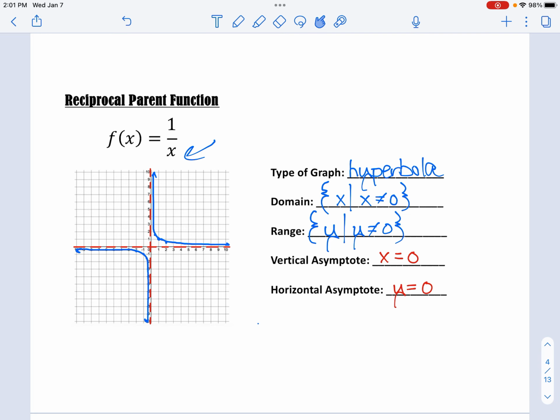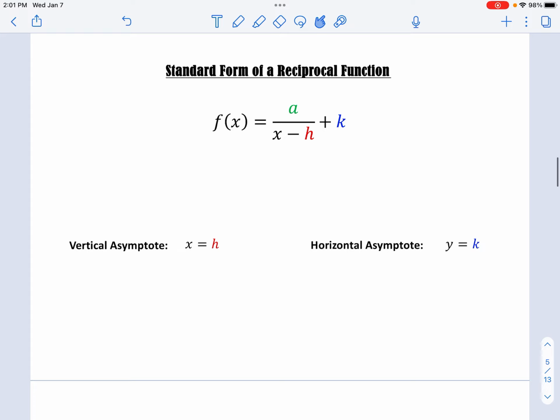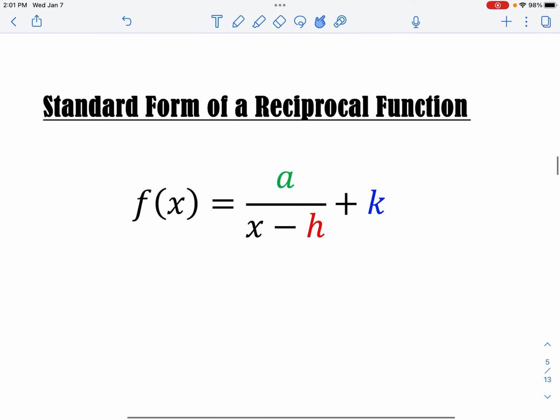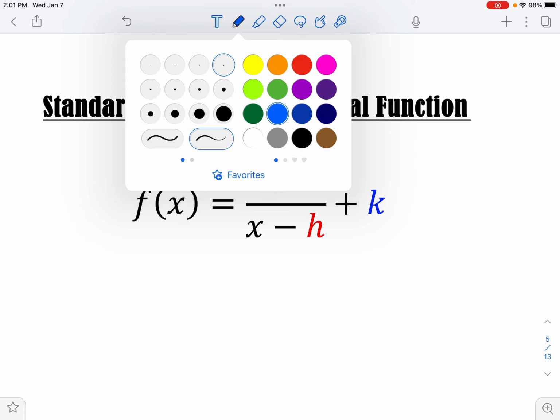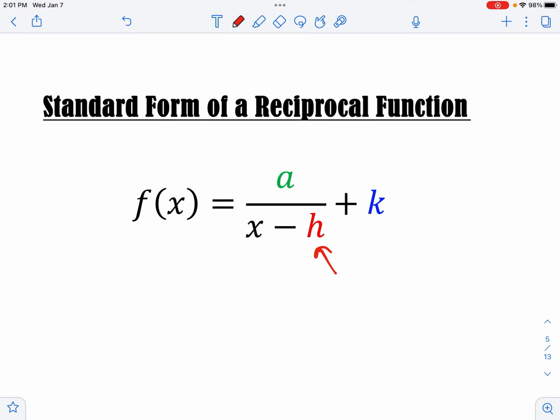So we're going to look at these kinds of functions, and we can transform them the same way we transform other functions. So here's the standard form of a reciprocal function. You'll notice a lot of the similarities, and the things are really the same. So let's start with h. This is still going to move the function right and left, and it's going to be opposite of what you might think. The k value, I guess we'll keep that in blue, still up and down. And that's going to be normal.